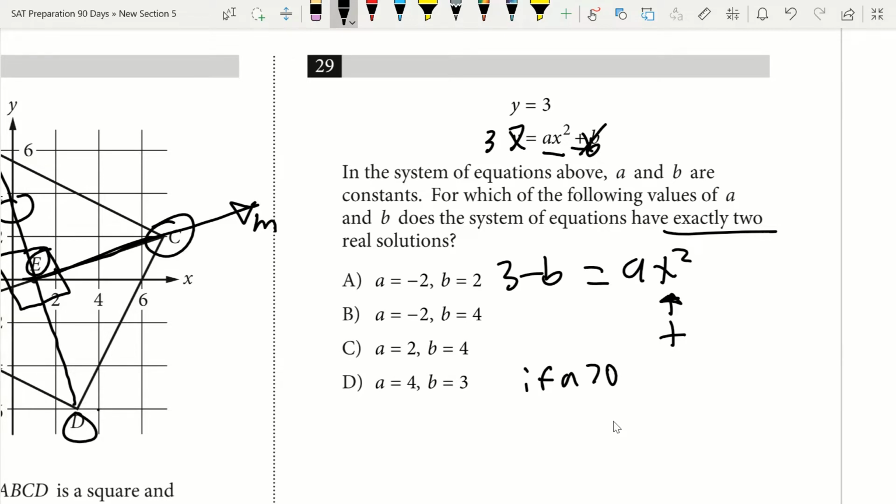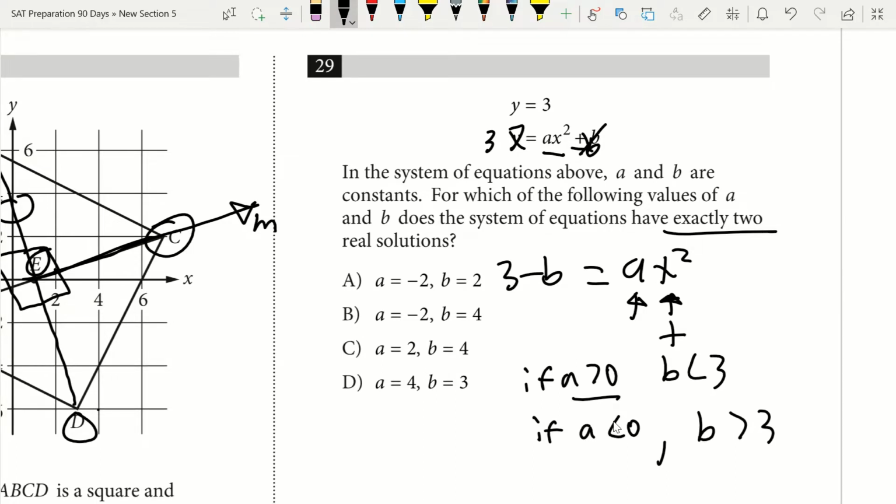Now what if a is negative, what if a is less than 0? Well, x squared is still positive, so that's going to have to equal a negative number, so 3 minus b has to be negative. In that case, b would have to be greater than 3, because we'd need 3 minus a number greater than 3. And if a is positive, then b has to be less than 3.